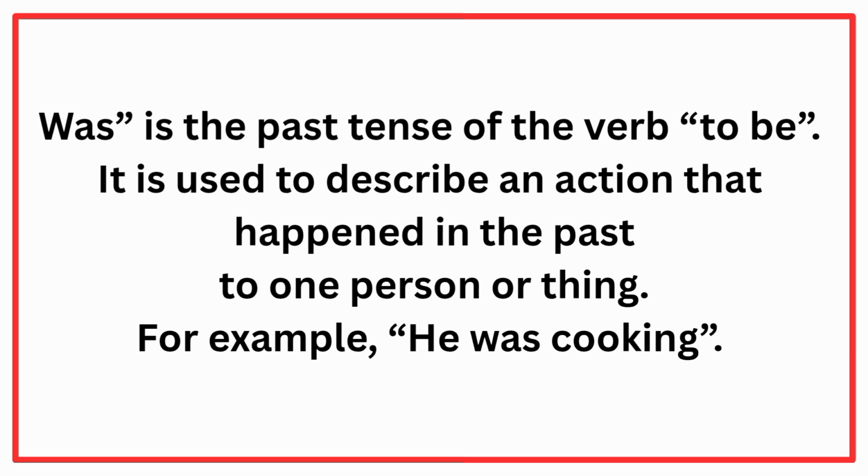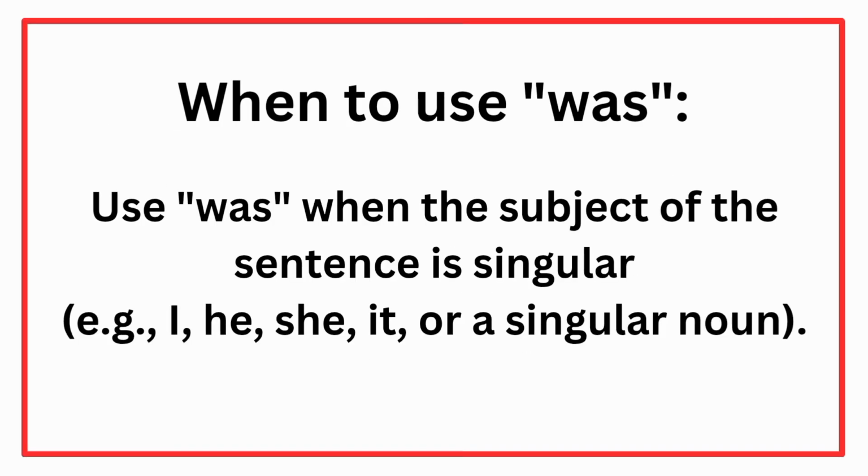Was is the past tense of the verb to be. It is used to describe an action that happened in the past, to one person or thing. For example, he was cooking. When to use was? Use was when the subject of the sentence is singular. Example: I, he, she, it, or a singular noun. Examples of was in sentences.